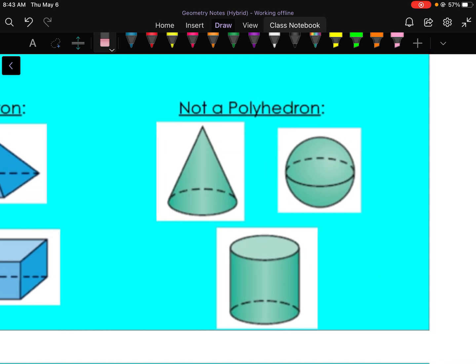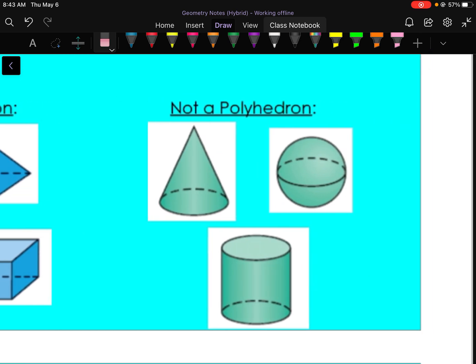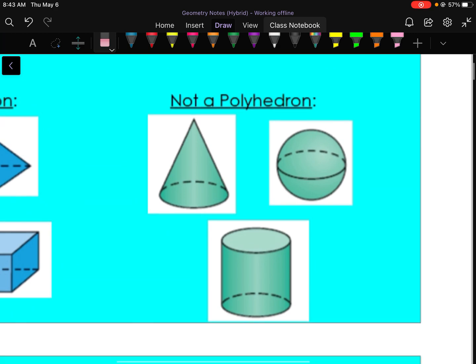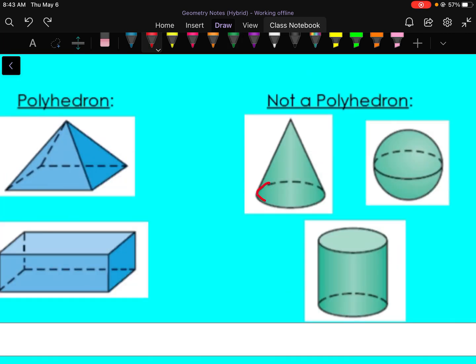Over here, these are shapes that are not polyhedrons because they are not enclosed by polygons. They are three-dimensional shapes, which we'll talk about, but they are not specifically polyhedrons. Here's why. First of all, take a look at the base of this cone here. The base of the cone is a circle. A circle is not a polygon because it's not made up of sides, edges, vertices, anything like that.